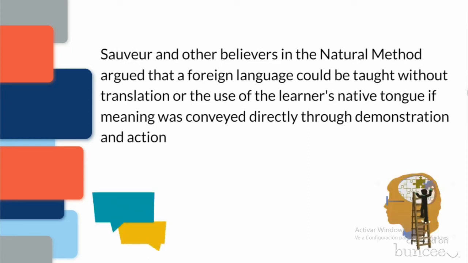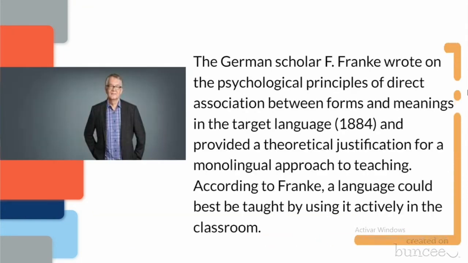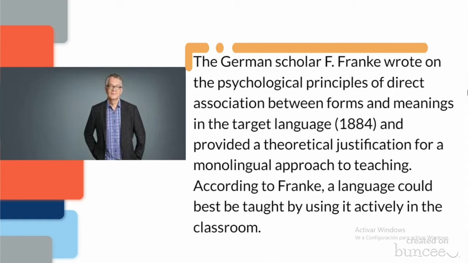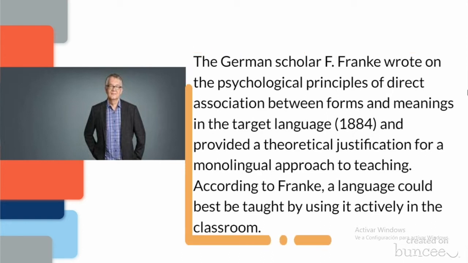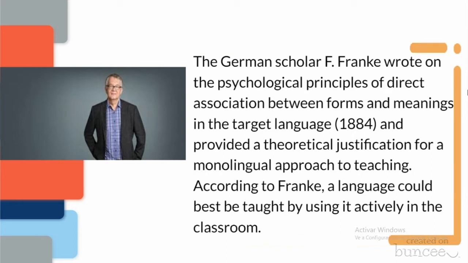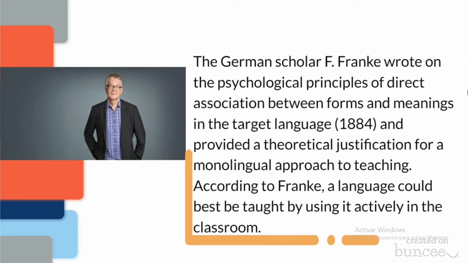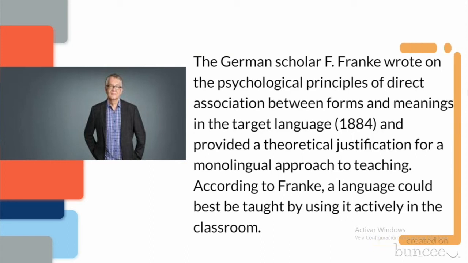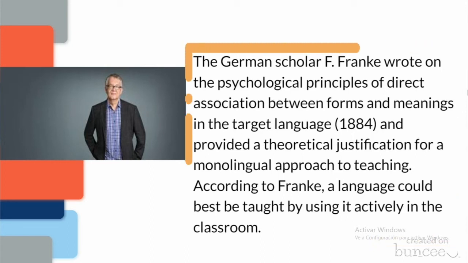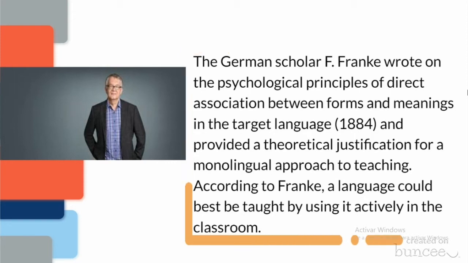Sauveur and other believers in the natural method argued that a foreign language could be taught without translation or the use of the learner's native tongue if meaning was conveyed directly through demonstration and actions. The German scholar F. Franke wrote on the psychological principle of the direct association between forms and meanings in the target language, in 1884, and provided a theoretical justification for a monolingual approach to teaching. According to Franke, a language could be best taught by using it actively in the classroom.